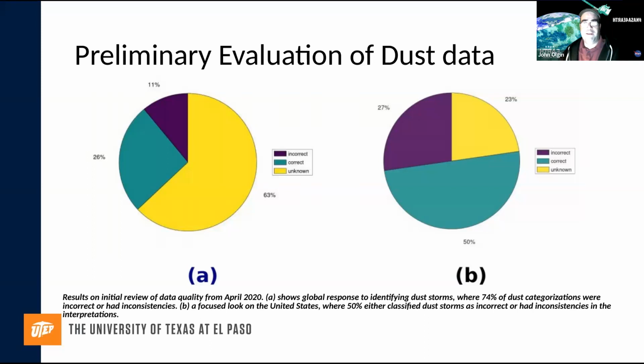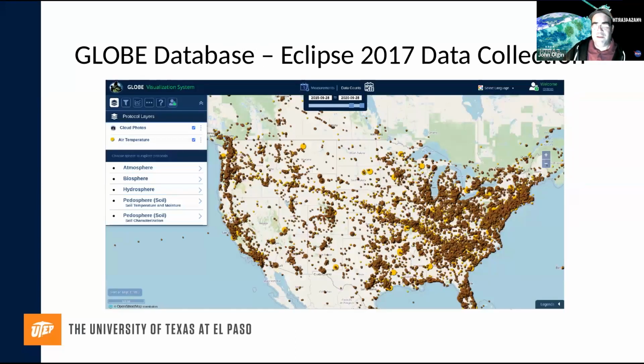The B pie over here, you look here in the United States, we got about 50% correct, but the other 50, not so much. So we're looking at 27% incorrect identification of dust events, and then 23% were not too sure. They were inconclusive in the sense of saying that what they were identifying was correct. So I wanted to take a look at how we can overcome these pitfalls.